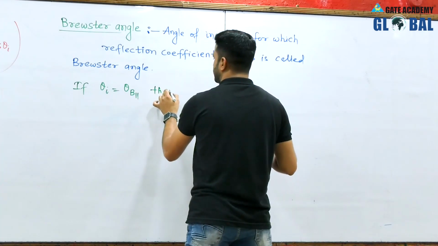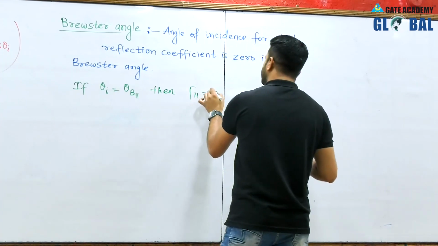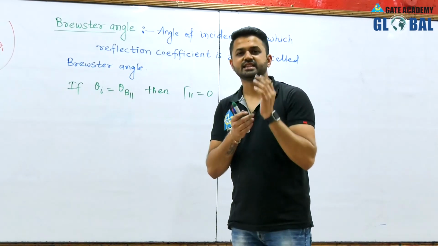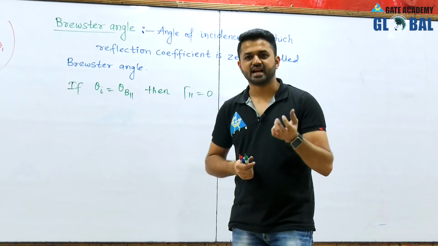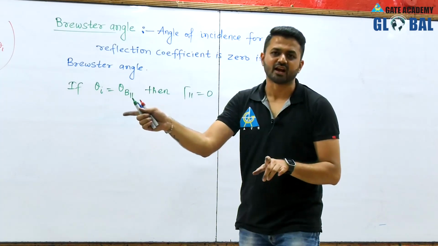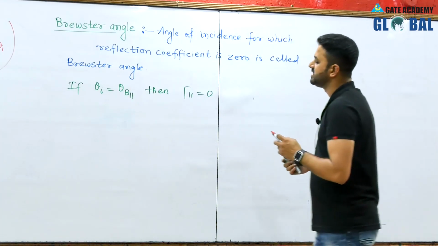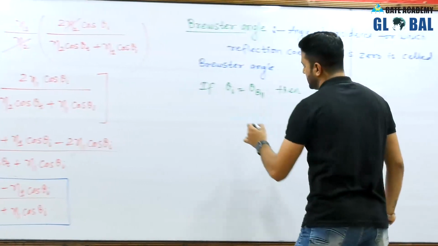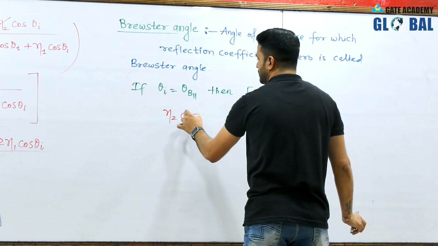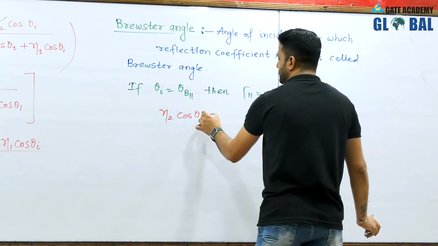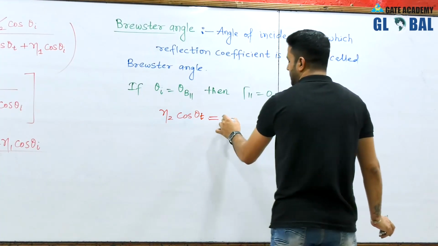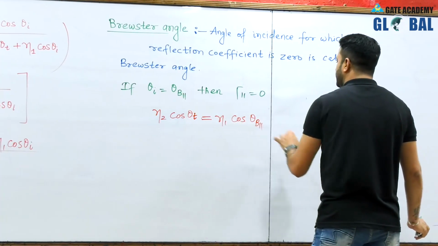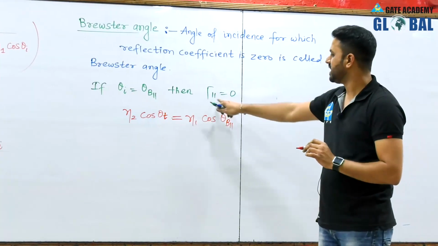then gamma parallel would be 0. When the angle of incidence is equal to the Brewster angle, then the reflection coefficient is 0, or you can say that when the reflection coefficient is 0, the corresponding angle of incidence is Brewster angle. So gamma parallel will be 0 when the numerator is 0. This numerator will be 0 when eta 2 cos theta t is equal to eta 1 cos theta I, and theta I is equal to theta B parallel. When this condition is satisfied, then gamma is equal to 0.